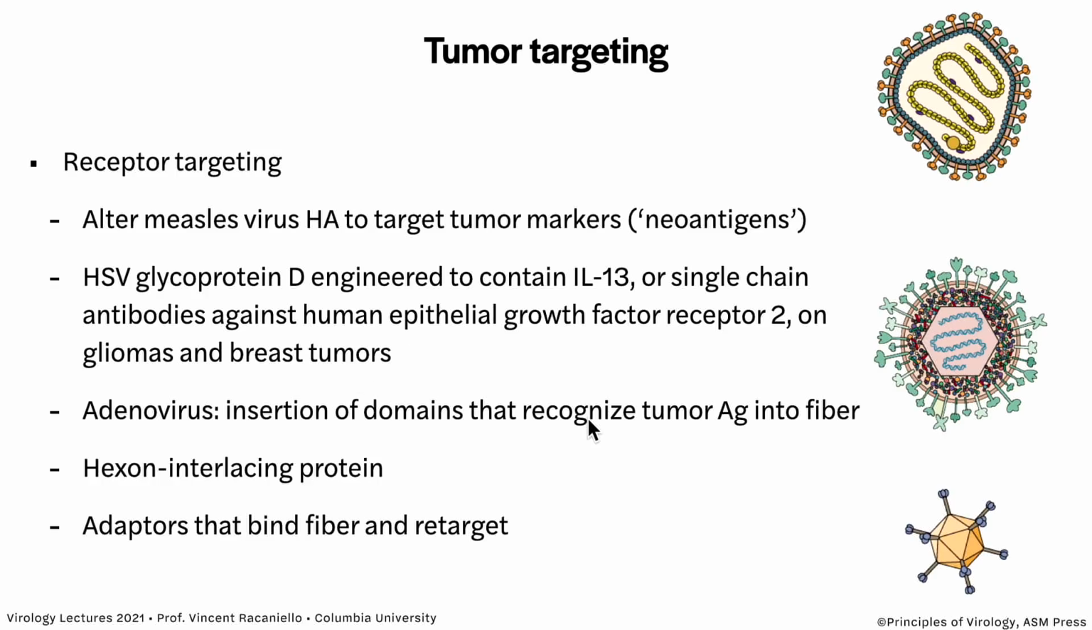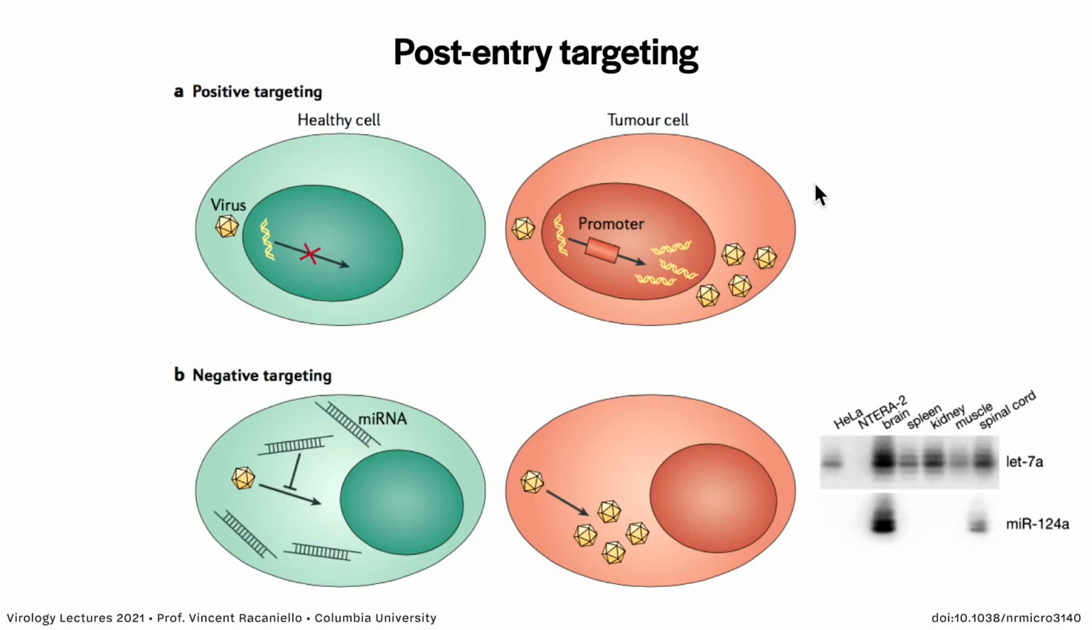Adenovirus, we can insert domains into the fiber that will help bind to tumors, or even in the hexon. And we can add adapters to mediate the binding of the adenovirus to the tumor. So many ways we can re-target these viruses so they specifically home in on tumors and not all cells. We can also do post-entry targeting, and these are two aspects of that shown here.